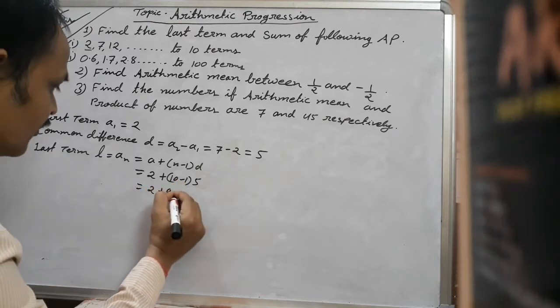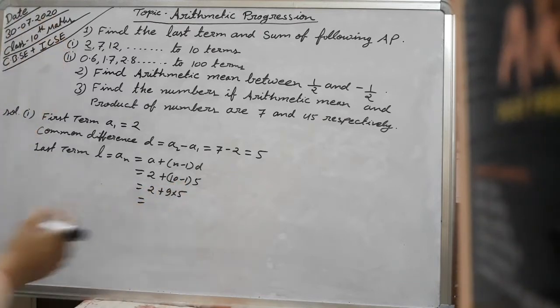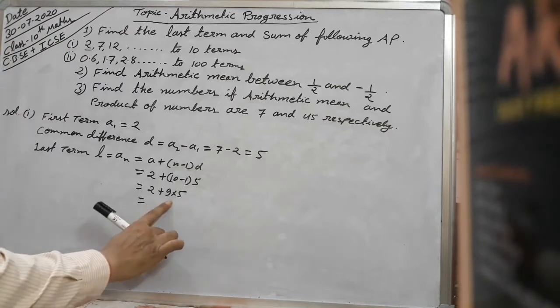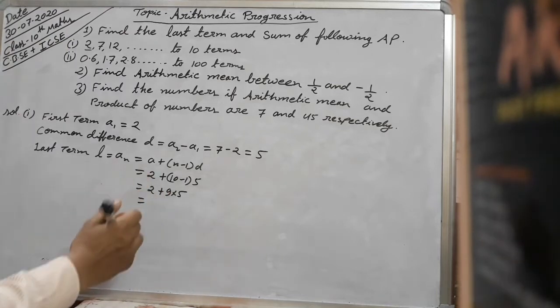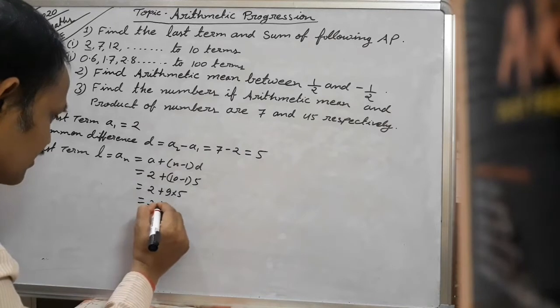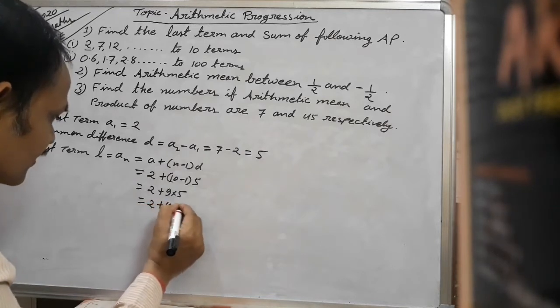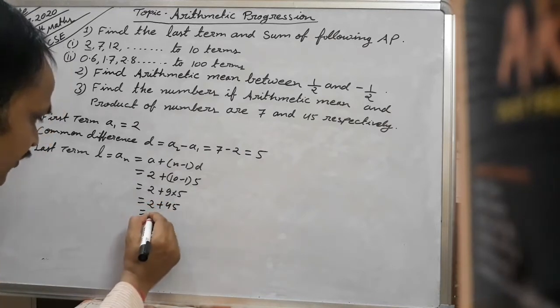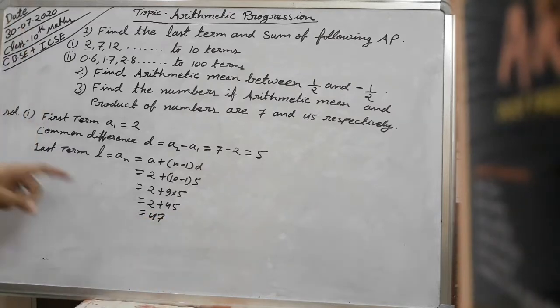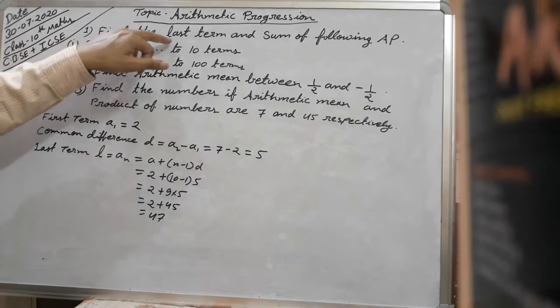9 into 5. And according to BODMAS, you have to multiply first. Then what you will get? 2 plus 9 5s are 45. You will get 47. Last term is 47. You get last term, first question is completed.